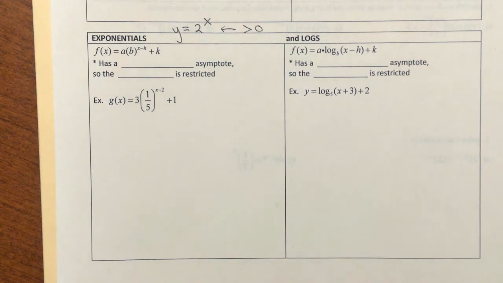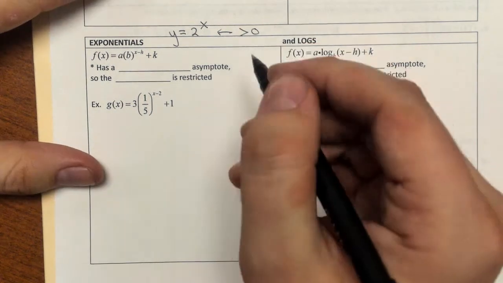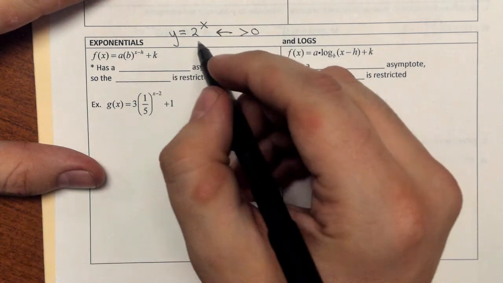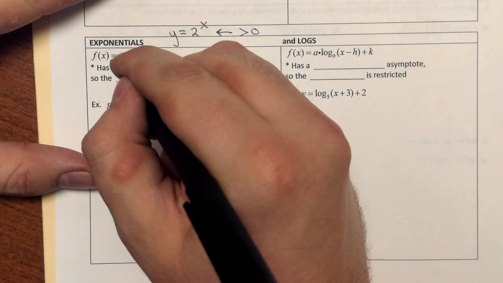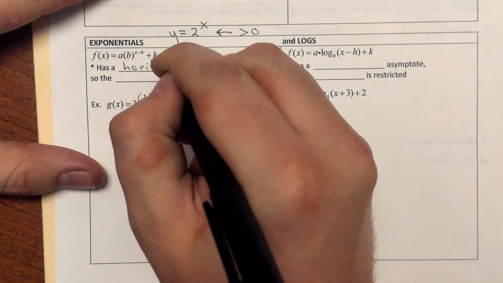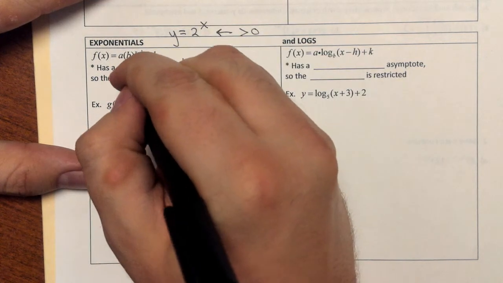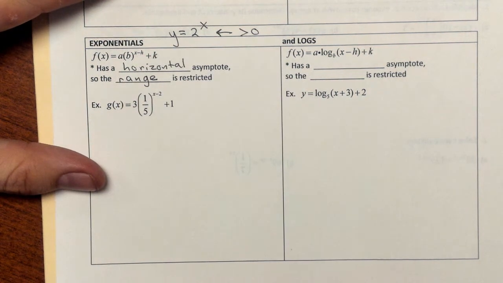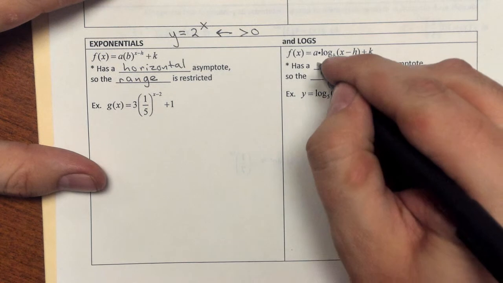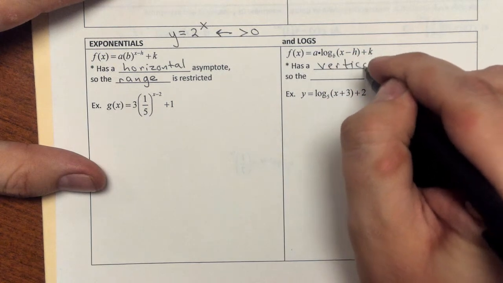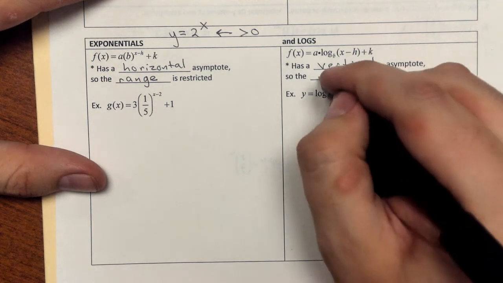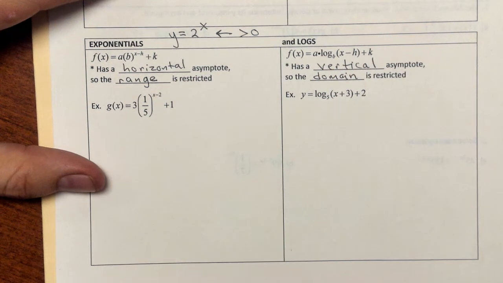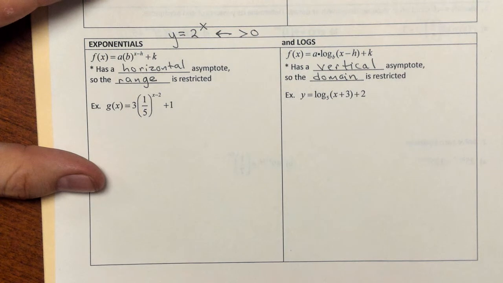So what does this give us? What does this tell us about an exponential? Well, since it's greater than 0, that means the y's are bounded. I have a horizontal asymptote, meaning my range is restricted. A logarithm is the inverse. So a horizontal asymptote, as x and y get switched, will become a vertical asymptote, which means that the domain is restricted. Now I'm going to go ahead and fill these out in terms of how you find them.